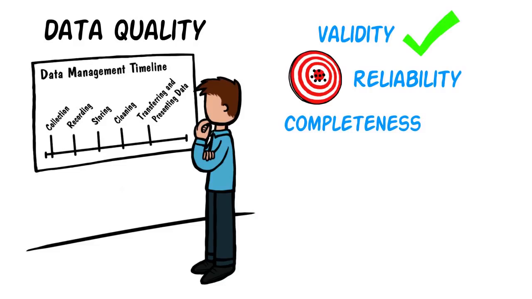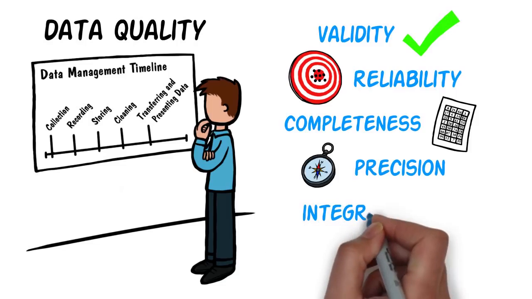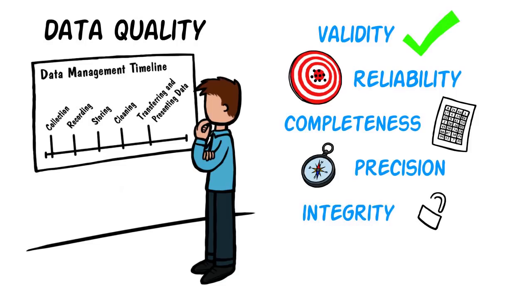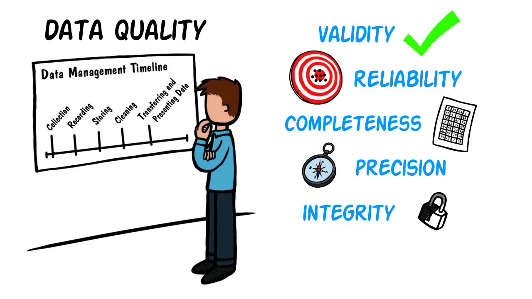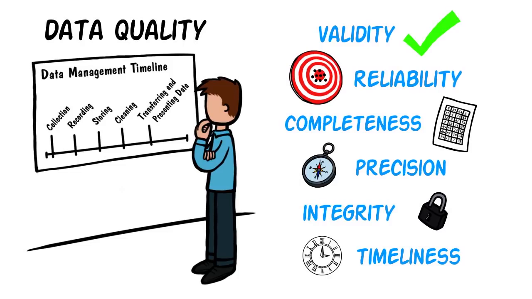Completeness. Are the data sufficiently free of gaps? Precision. Is there enough detail and specificity? Integrity. Are the data protected from deliberate bias or manipulation? Timeliness. Are the data up to date and available on time? Mistakes in data collection can lead to unusable data or invalid findings and can mislead decision-makers.